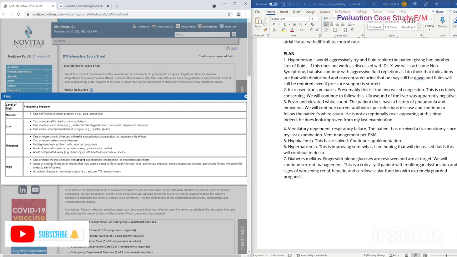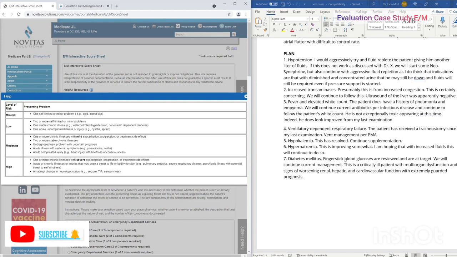Do we have an acute or chronic illness or injuries that may pose a threat to life or bodily function? Pulmonary embolus, severe respiratory distress. This one's kind of a tough one. Psychiatric illness with potential threat to others. One or more chronic illnesses with a severe exacerbation, progression, or side effects of treatment.